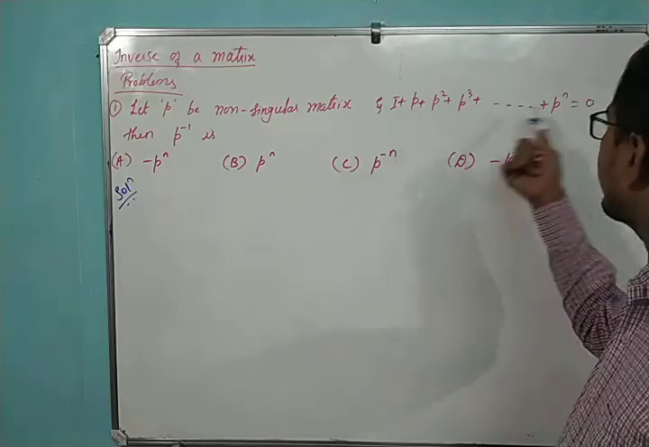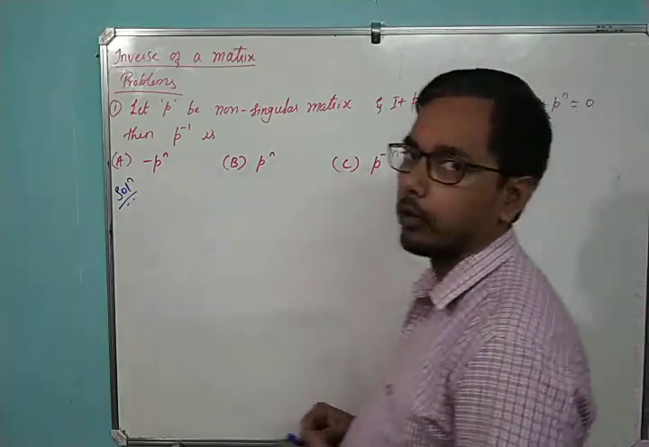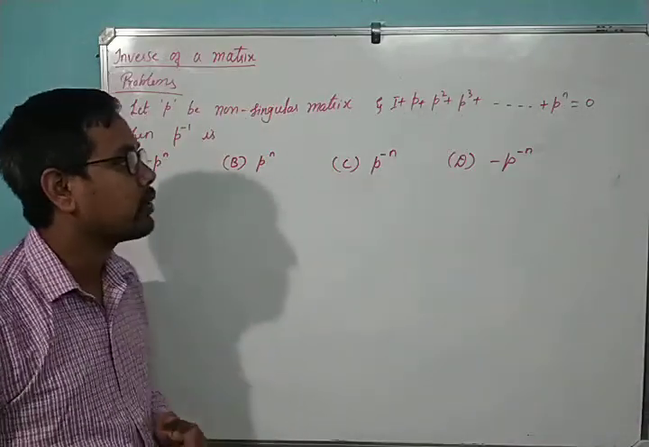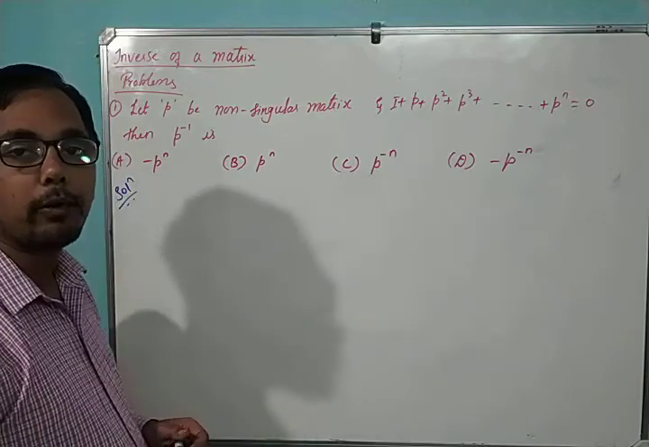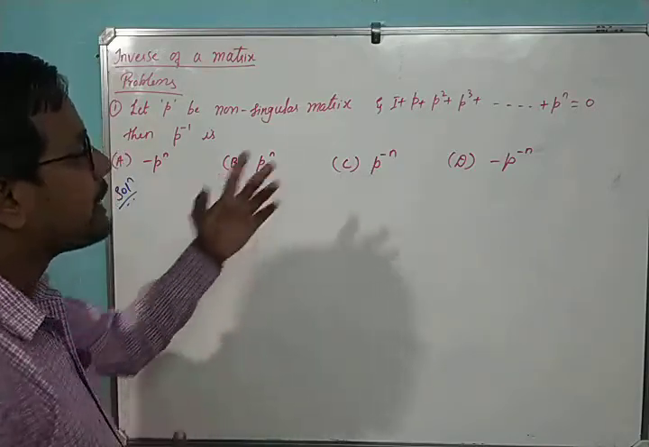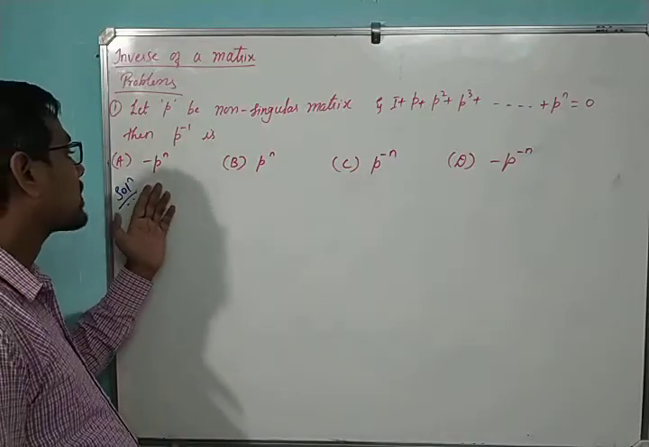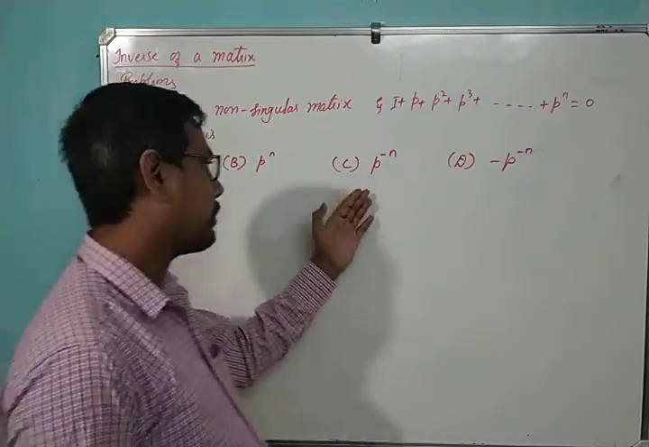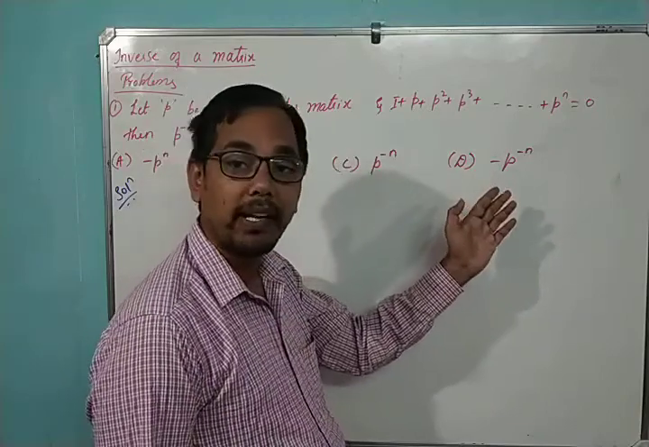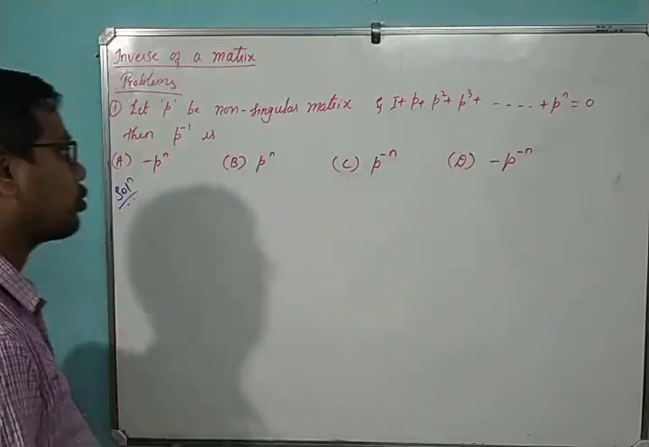Second one is they have given a polynomial equation there: I plus P square plus P cube so on up to P to the power n. But what is P? P is some matrix. We need to find its inverse. What are the options? Minus P to the power n, plus P to the power n, P to the power minus n, minus P to the power minus n. So let's see it.